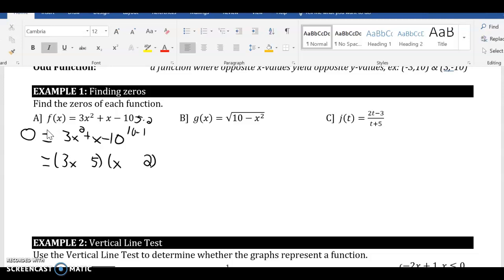Signs are different. Bigger one's positive. So out of this is 6, this is 5. That means the 6 has to be positive and the 5 has to be negative. And then you finish by solving. Set each of these equal to 0. So x equals 5/3 and x equals -2.